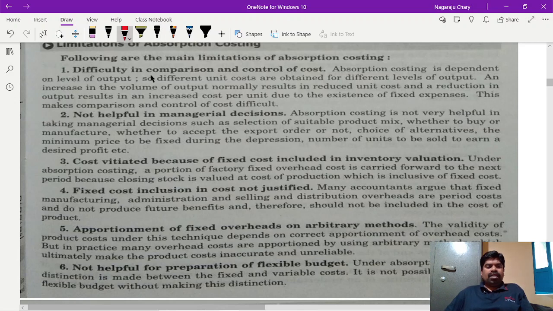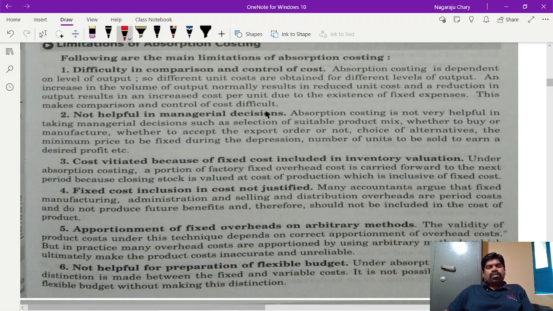Let us see the difficulty in comparison and control of cost. Absorption costing is dependent on the level of output. So different unit costs are obtained for different levels of output. An increase in the volume of output normally results in reduced unit cost, and a reduction in output results in an increased cost per unit due to the spreading of fixed expenses. This makes comparison and control of cost difficult.